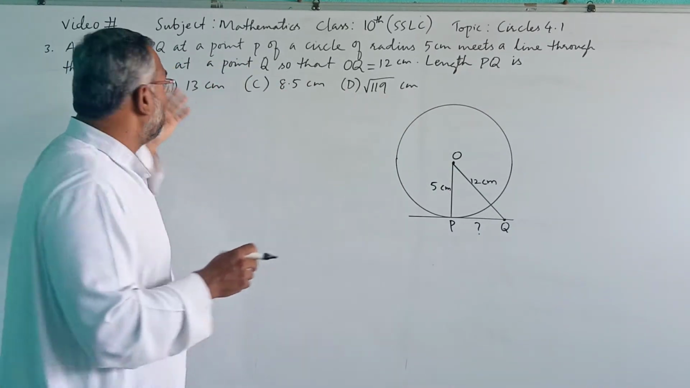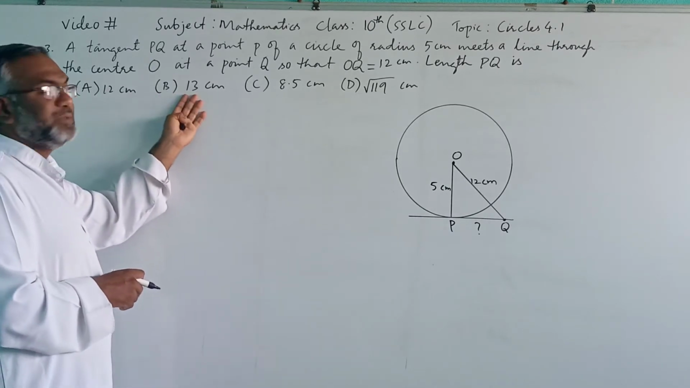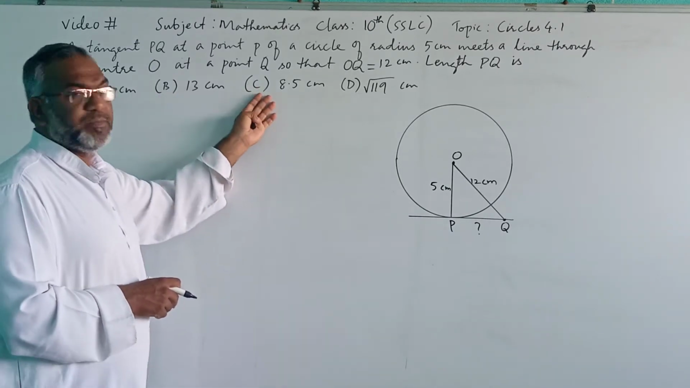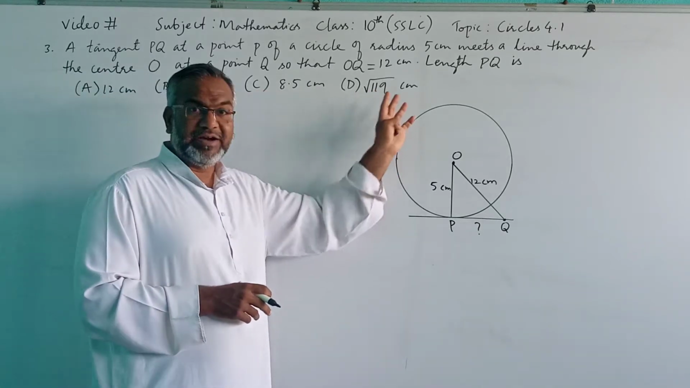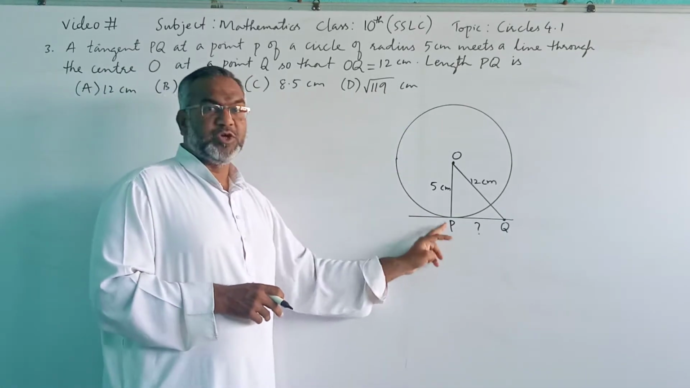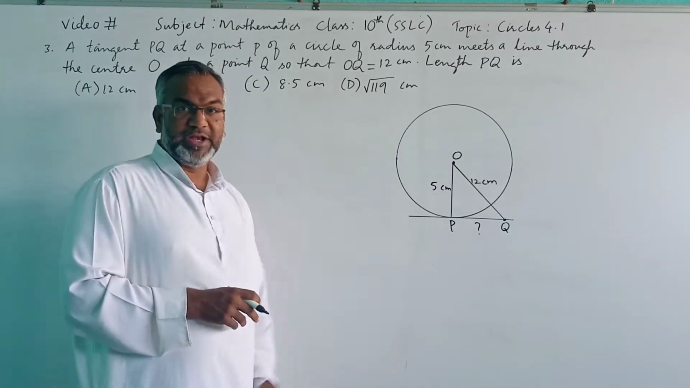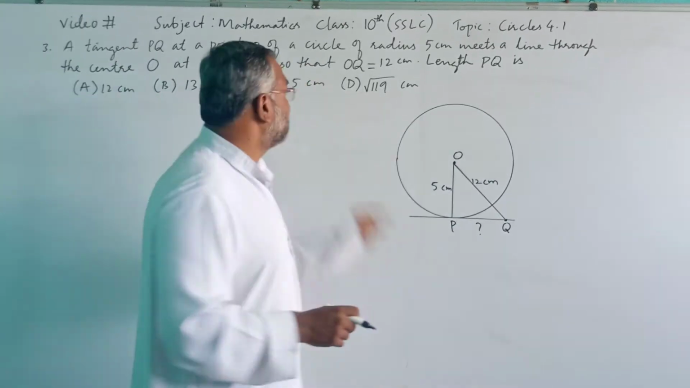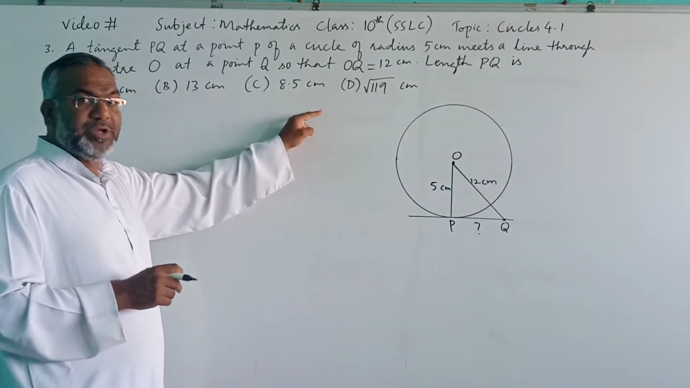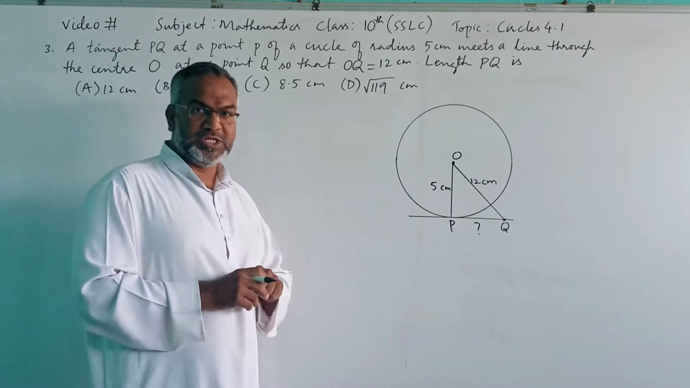It's a multiple choice question, and 4 options are given. Option A 12 centimeter, option B 13 centimeter, option C 8.5 centimeter, and option D under root 119 centimeter. So which is the correct answer, A, B, C or D? That we have to find. So we have to find the length PQ and say which is the right answer. And the answer will definitely be one of these 4 answers given in the question, right?